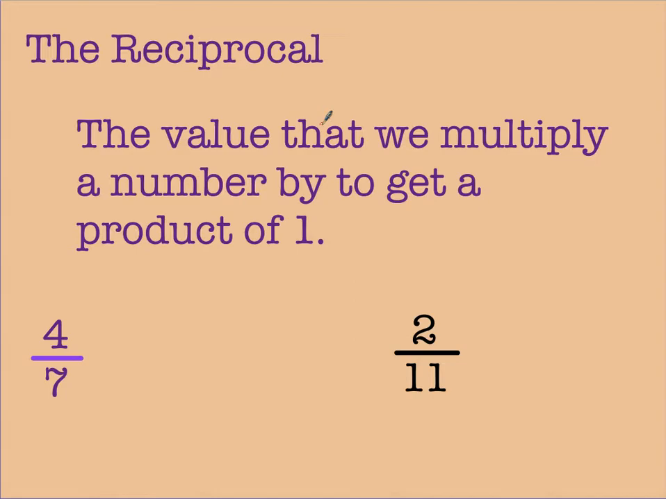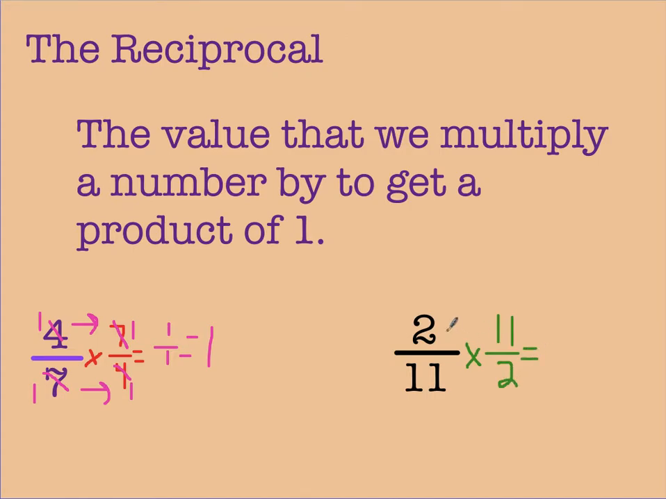Remember that the reciprocal is the value that we get when we multiply a fraction by another number to get a product of 1. So like with 4/7, if I multiply that by 7/4, I can simplify 7 and 7 to 1 over 1, and 4 and 4 also simplify to 1 over 1. When I multiply straight across, I get 1 over 1, or I get 1. So in other words, the reciprocal is you flipping that fraction. If we take a fraction and multiply it by its reciprocal, we always get 1.